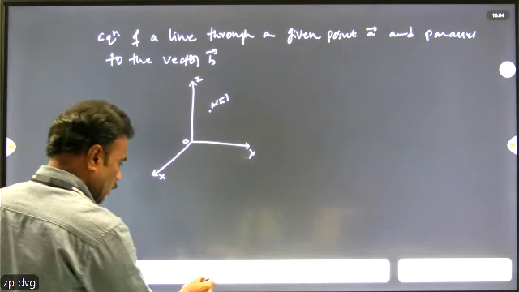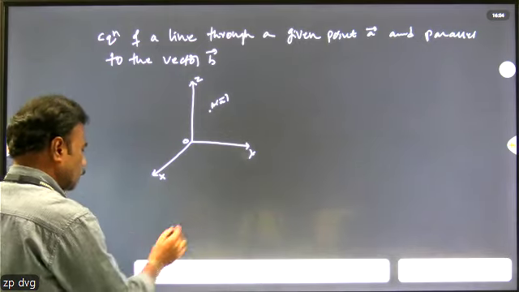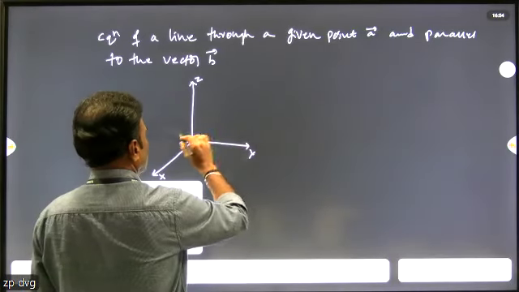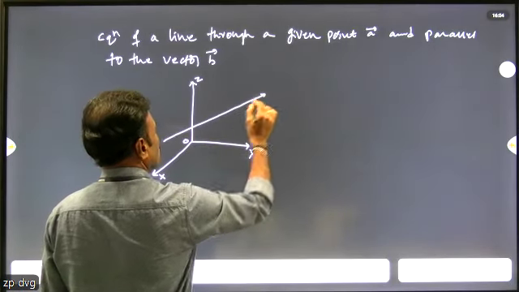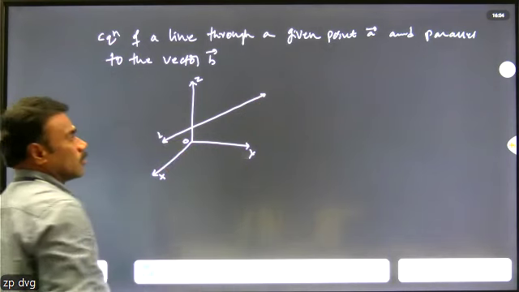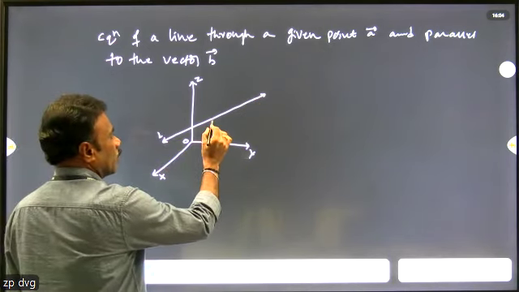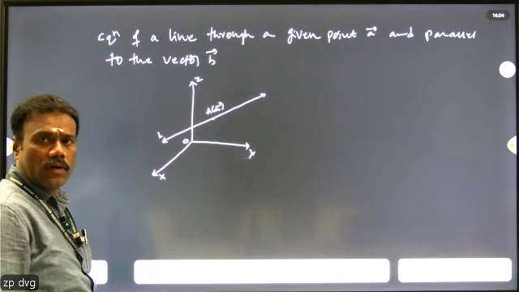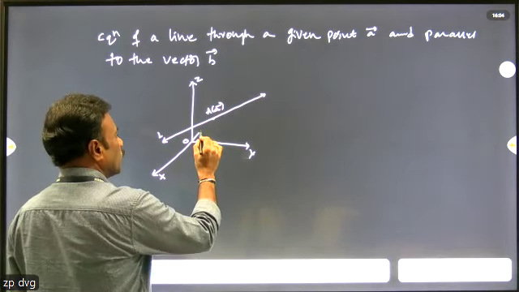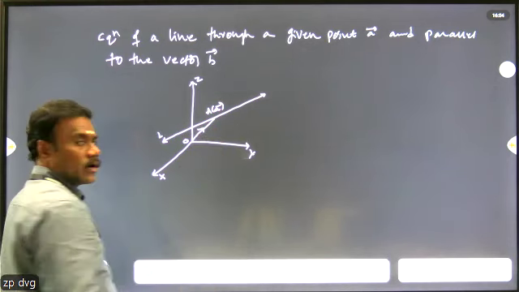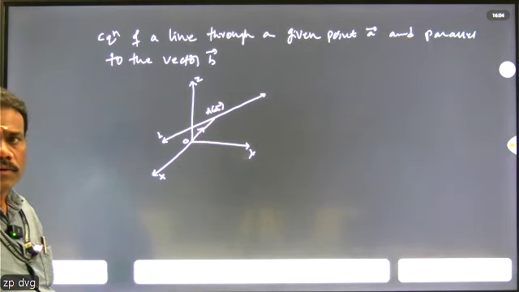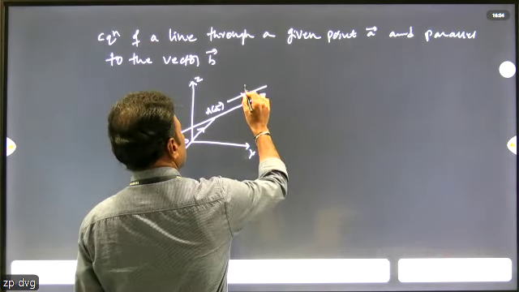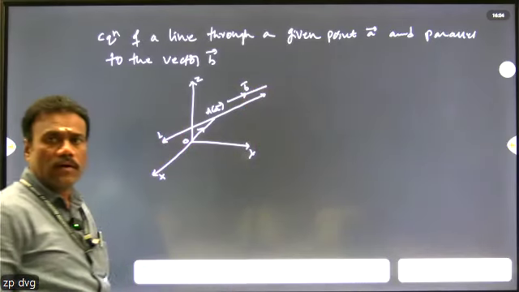Before going further, let us take one line. I am taking this line L. On this line L, let A be any point with the position vector OA bar equal to A bar, and B bar is a vector parallel to the line.